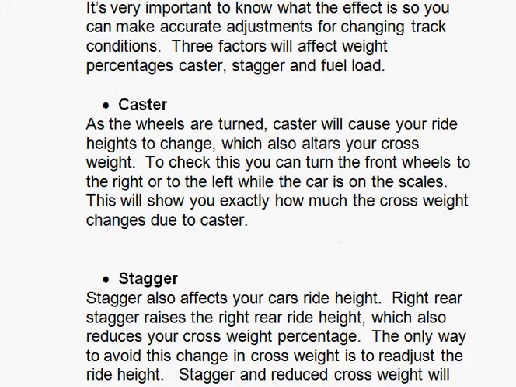Caster. As the wheels are turned, caster will cause your ride heights to change, which also alters the cross weight. All right, to check how your car is affected when the wheels are turned, turn your car's wheels to the left. You can go to the right, but more than likely you're going to go to the left if you're running a circle track car. Turn them to the left, and then look at your scale percentages, and look how much difference the cross weight is making by the car turning to the left.